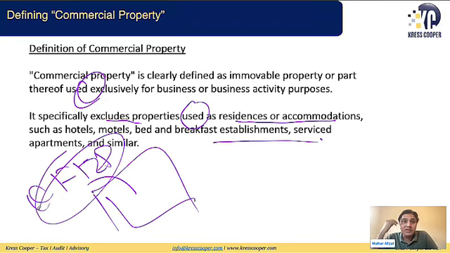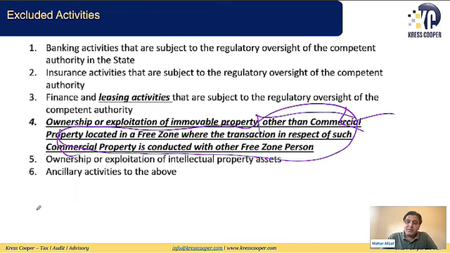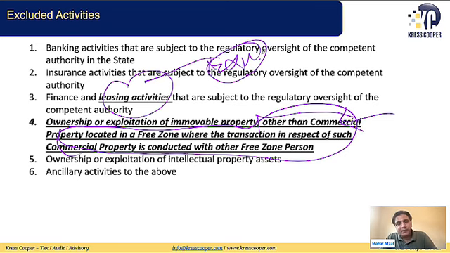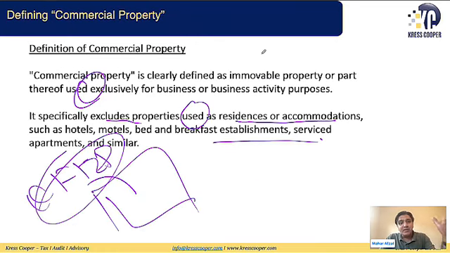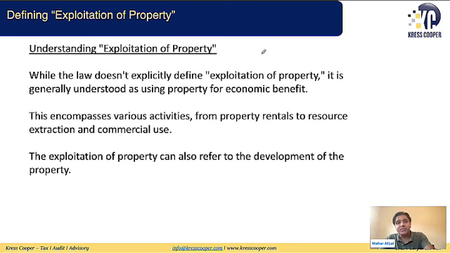Leasing is an excluded activity, but leasing of commercial property, important thing, going back here, this leasing is an excluded activity. Straightforward, you cannot enjoy 0% corporate tax relief. But leasing of commercial property is a qualifying activity, subject to the condition that the commercial property is not being used for residential purposes, but for business purposes, and the transaction is made with another free zone person. So leasing itself is an excluded activity. Leasing of commercial property, if all these conditions are fulfilled, will be a qualifying activity. It can generate 0% qualifying income. In the same way, it is used for business or business activity, not used for residence or accommodation purposes. This is the definition of commercial property.